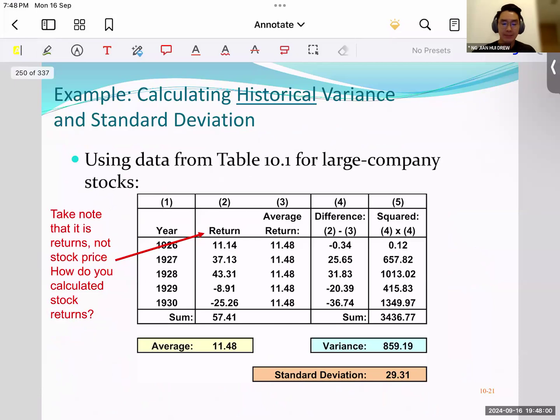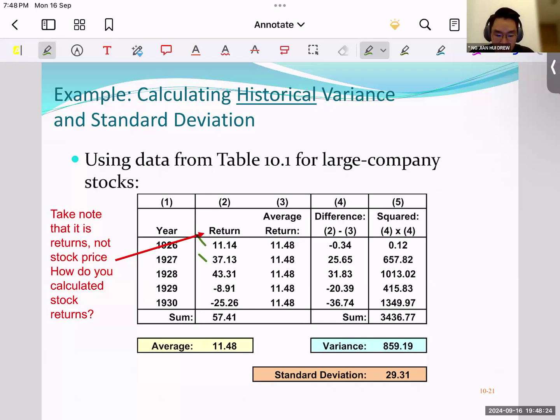Okay, so let's have a look at an example of a variance. Imagine we have 1, 2, 3, 4, 5, five different years. Each year you have a return of 11.14, 37.13, 43.31, etc. We have all the returns given. Now, we find the average of it.